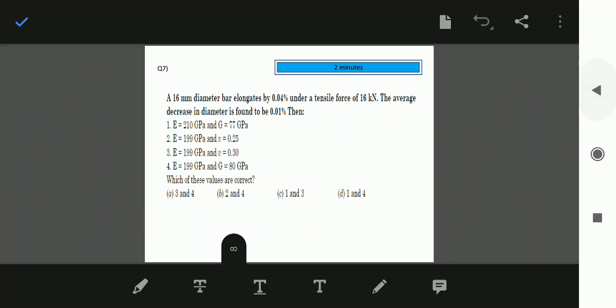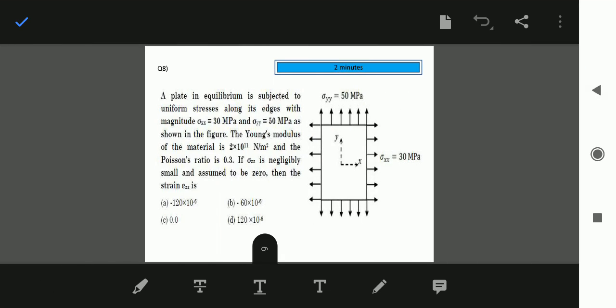Okay, so next question, question number 8. See, it's an easy question because sigma yy is given, and for sigma xx, again you have to know that formula.